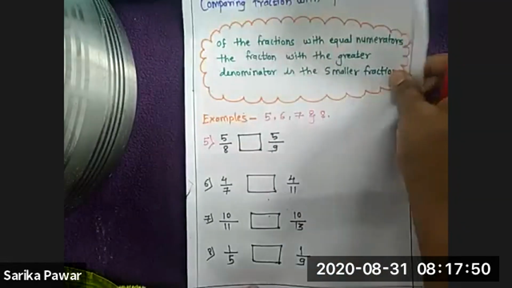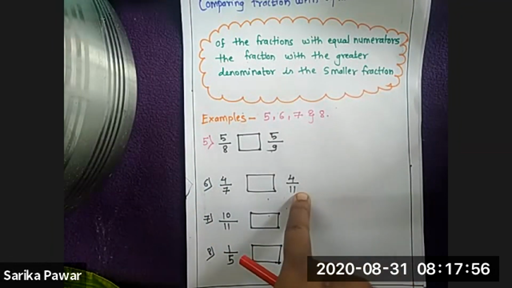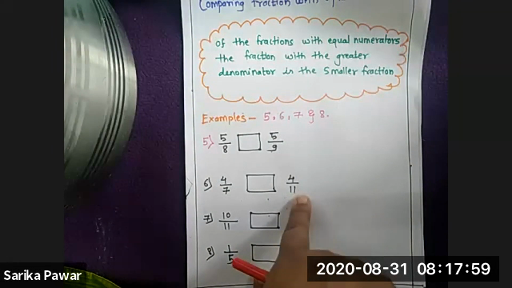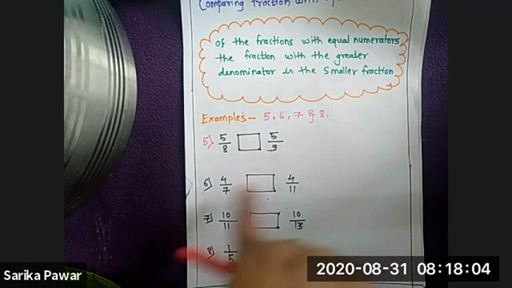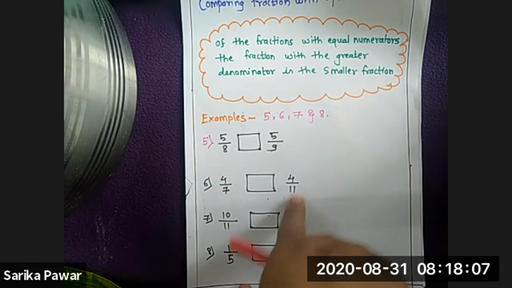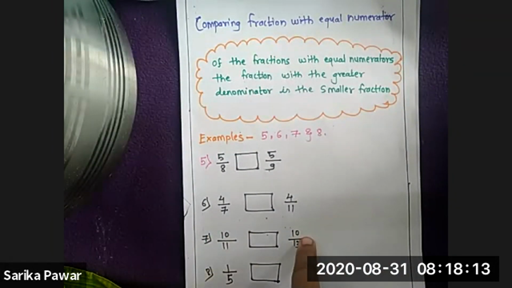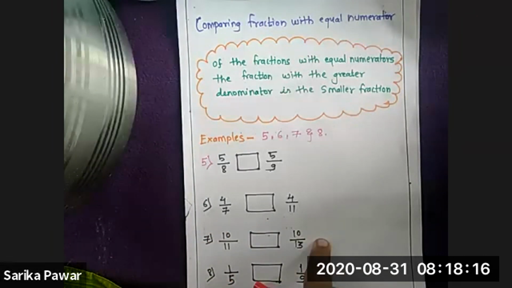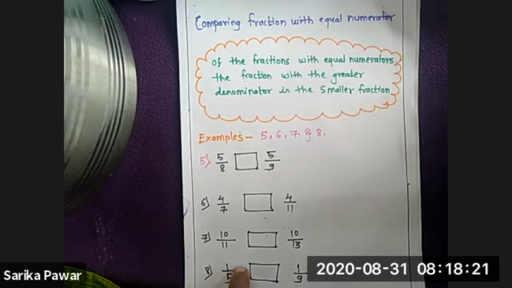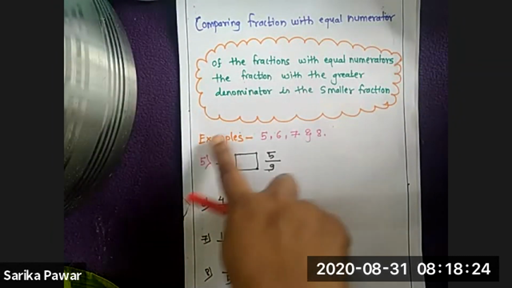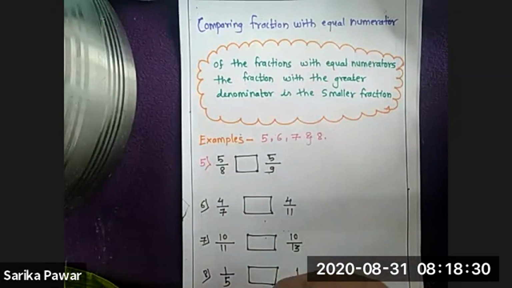See here, problem number 6, here 4, here also 4, right? 4 and 4. Here also both the numbers are same. The numerator values are same. So I took this example. Next 10 and 10. Here also numerator values are same. And example number 8. Here numerator value 1, here also numerator value 1. So I selected all these examples because their numerator values are same.